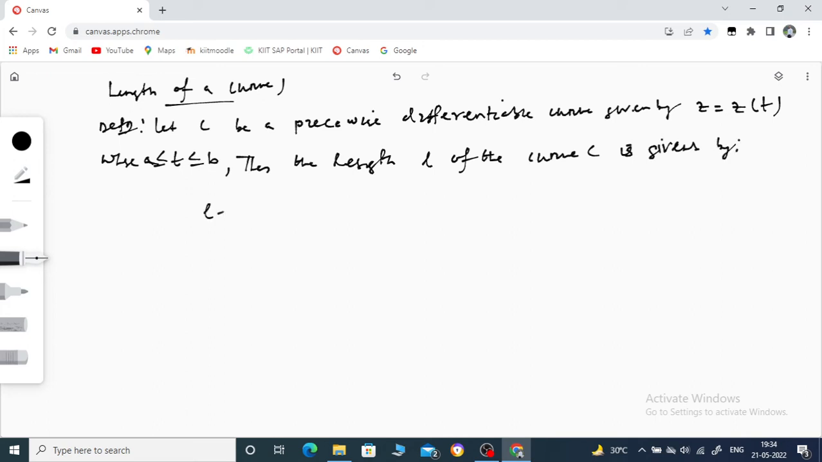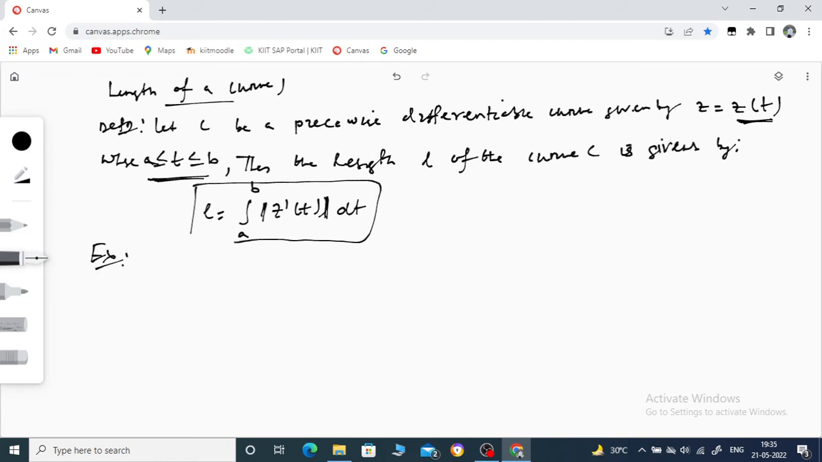So what is the length of that curve? Just remember this formula: the integration from a to b of modulus of z dash t dt. So whatever the equation of the curve is, we take its derivative, then take its modulus, and then integrate from a to b, where t varies from a to b. Okay, so now comes an example. You can use this definition, or just remember this formula.